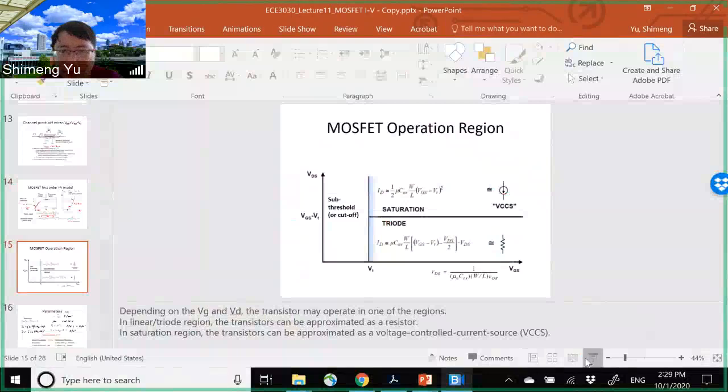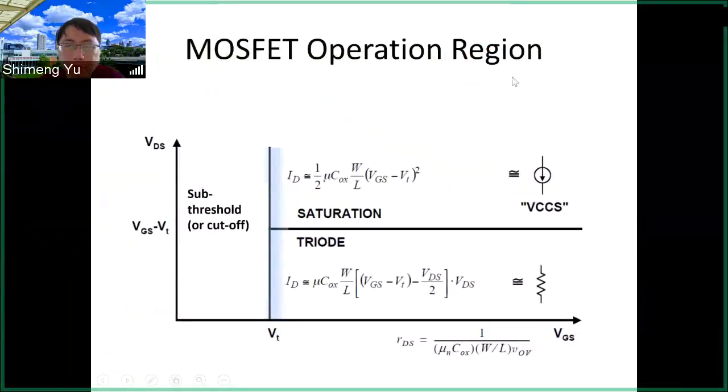Alright, so let's look at the transistor's operation regions. Depending on the voltage, so you have the VG and VD. Sometimes we say VG or VGS, so I use them equivalently. The reason is that in many cases, the source is grounded, so the VG is the same as VGS. But to be accurate, it should be VGS.